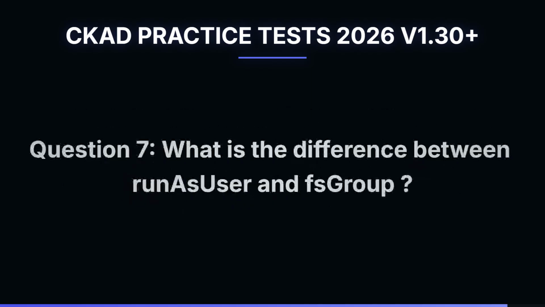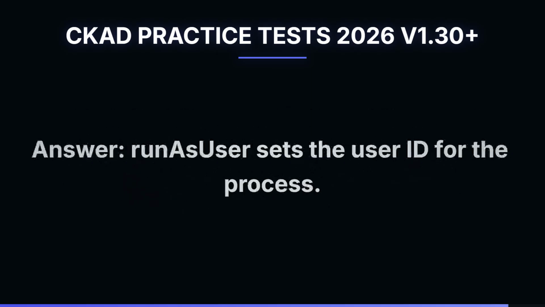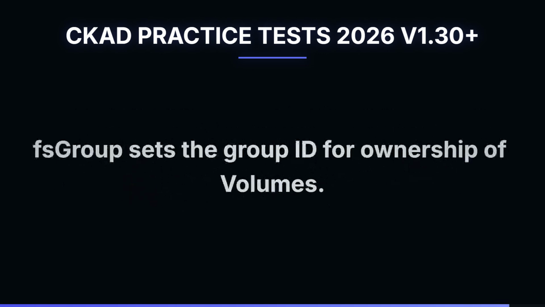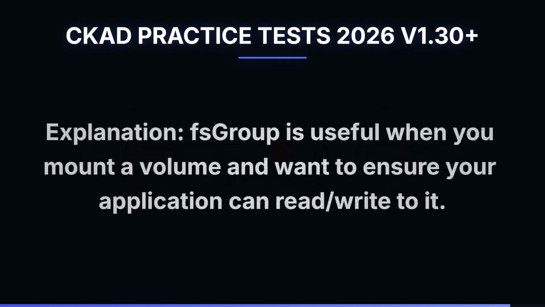Question 7. What is the difference between run as user and FS group? Answer: run as user sets the user ID for the process. FS group sets the group ID for ownership of volumes. Explanation: FS group is useful when you mount a volume and want to ensure your application can read and write to it.